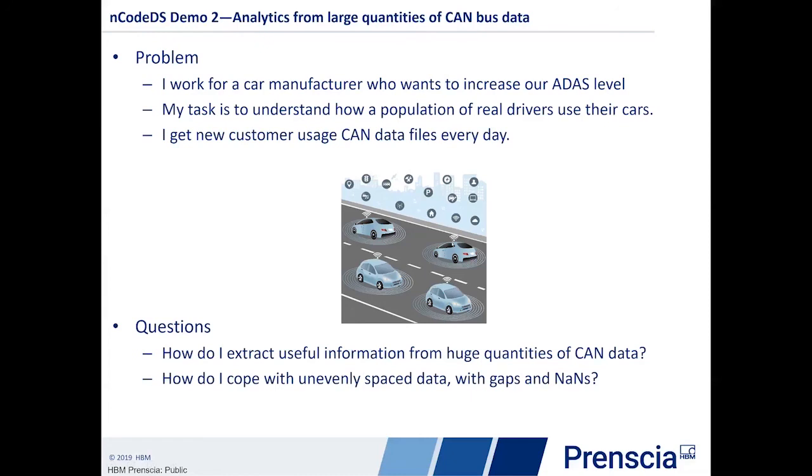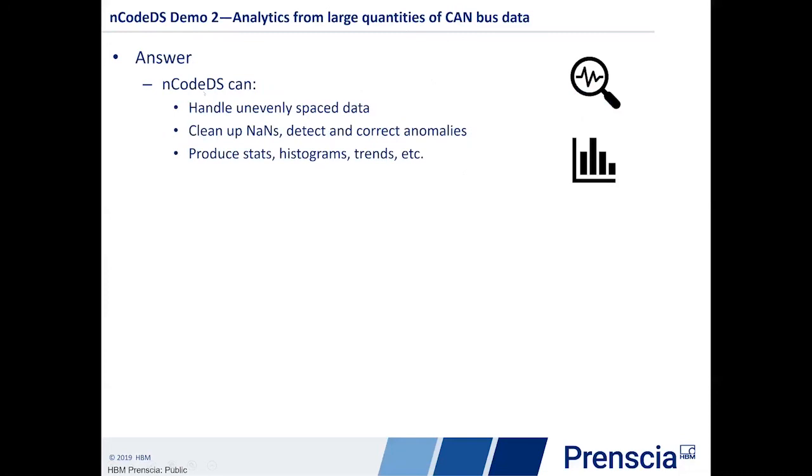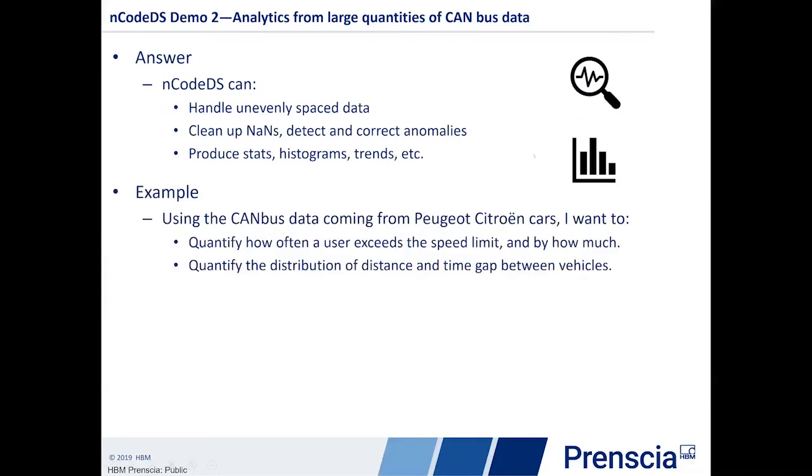So thankfully, nCodeDS can handle unevenly spaced data. nCodeDS natively has options and features to clean up NaNs and anomalies that are typical in that sort of data, and then you can produce stats, histograms, trends, etc. So now I'm gonna use some CAN data. This data is coming from Peugeot Citroën PSA, so I'd like to acknowledge that.